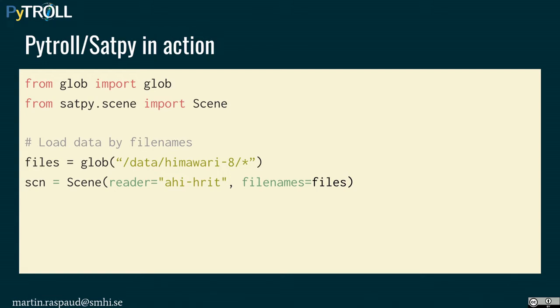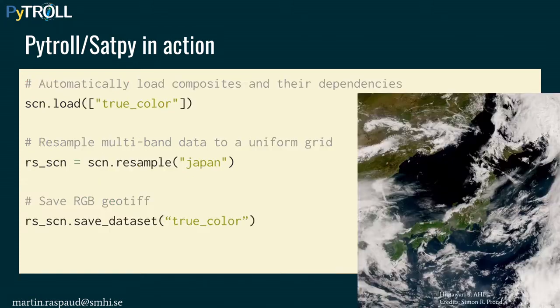The first two lines here are imports that are used later on in the script. The two last lines are gathering first the file names that are relevant to us, and then creating a scene object. The reader used here is AHI-HRIT, which is the format of the files that we're going to work with, and we provide the list of file names that are going to be used.